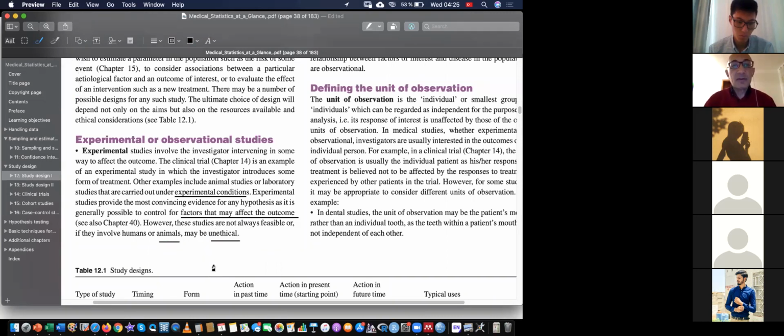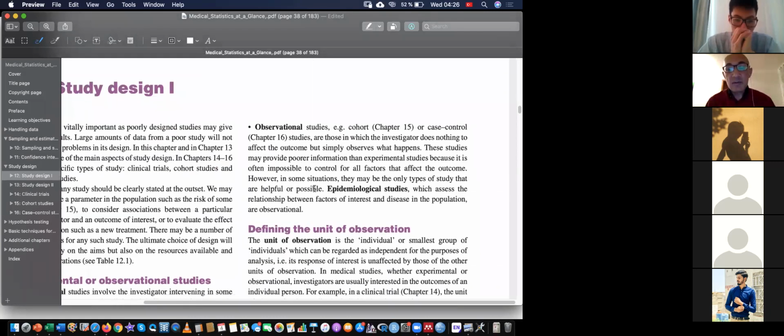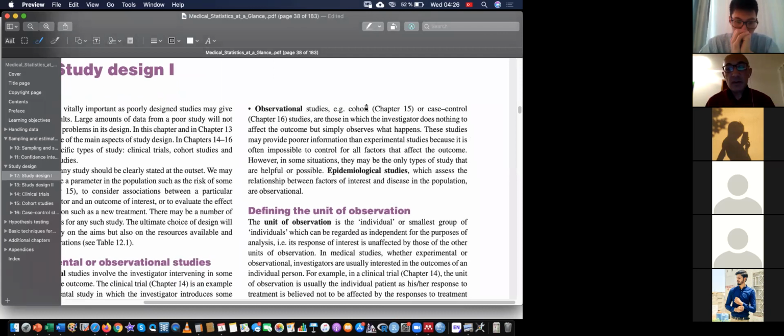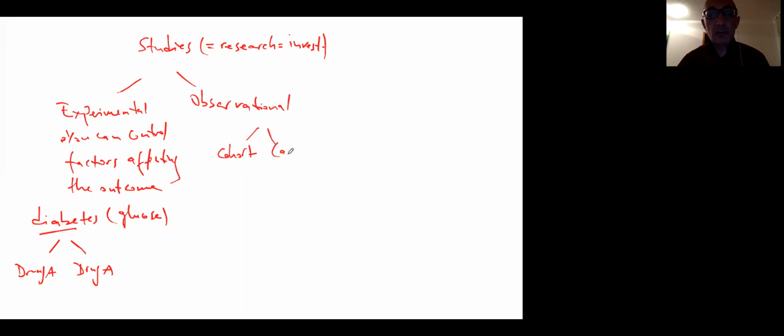There are ethical conditions which you have to consider. What about the observational studies? When we say observational studies, the two important types of observational studies are the cohort and the case control. So observational studies are further divided: the cohort, the case control, and we have the cross-sectional.